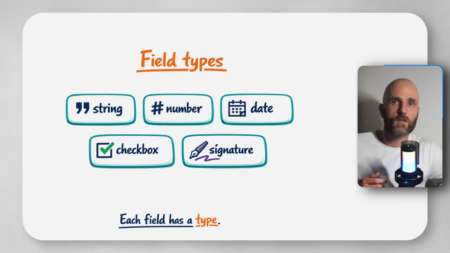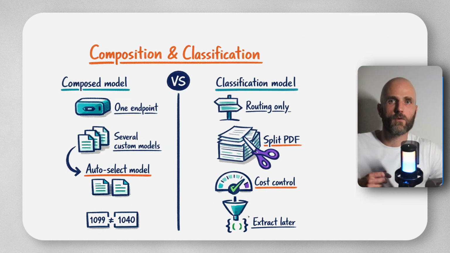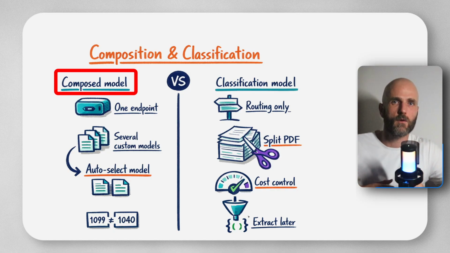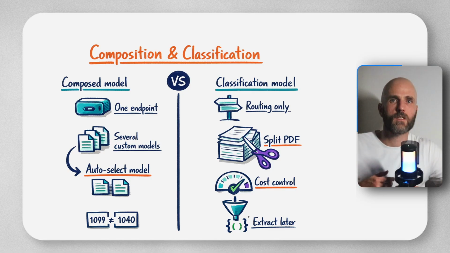Now, what happens when I don't have just one custom form? Maybe I have 10 custom forms. That's where compose and classification models show up. A compose model bundles several custom models behind one endpoint. I send the document and it figures out which model to apply, so I can decide this is a 1099, not a 1040, and route automatically.